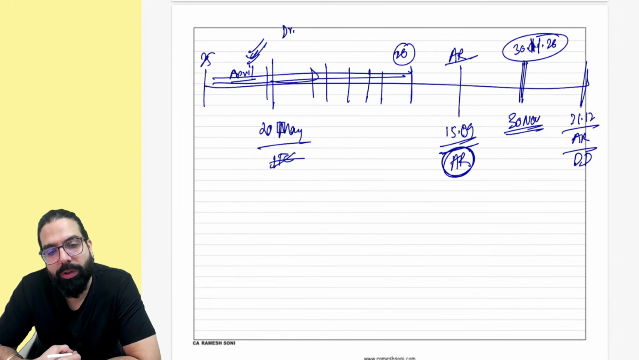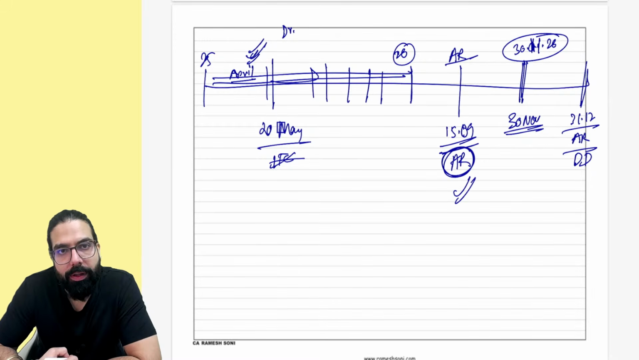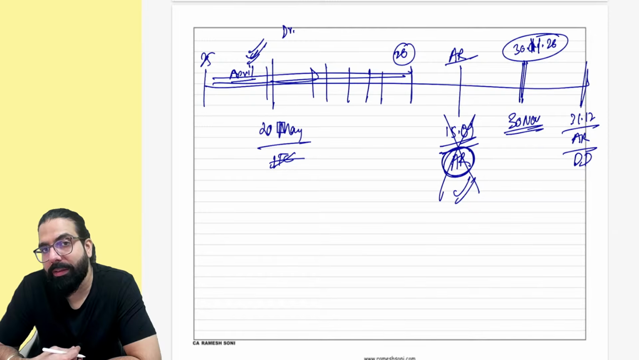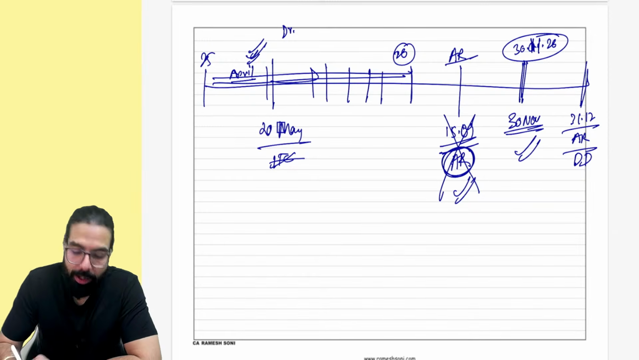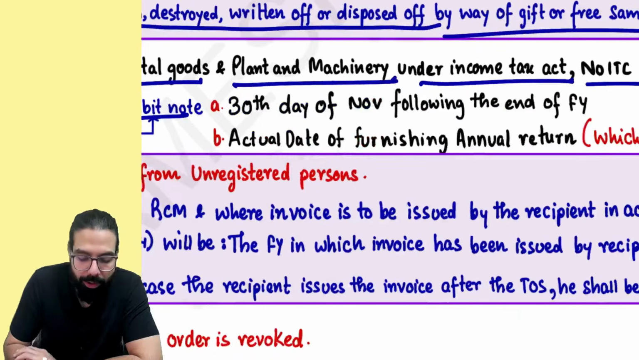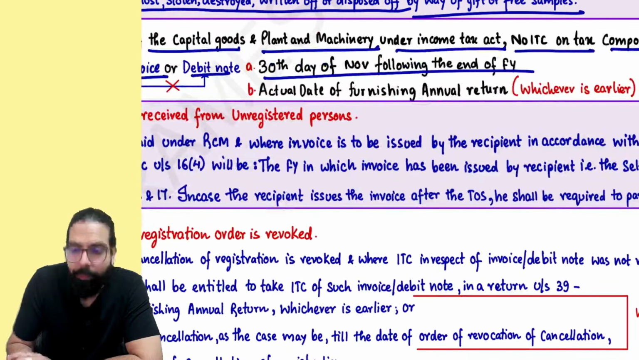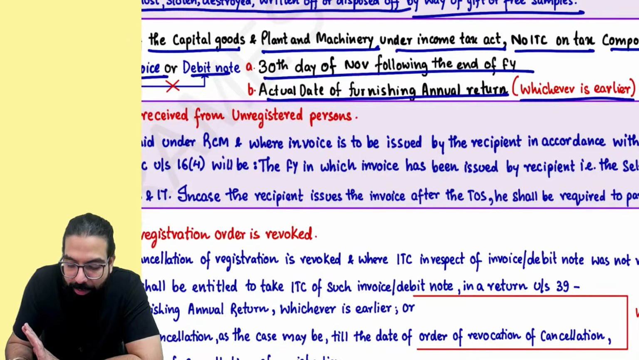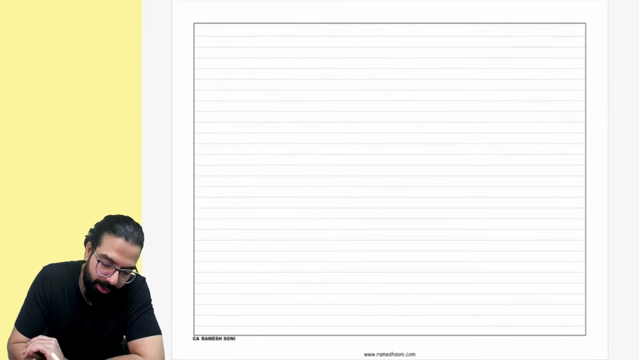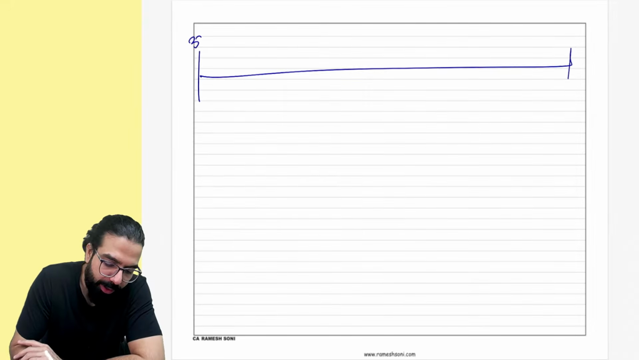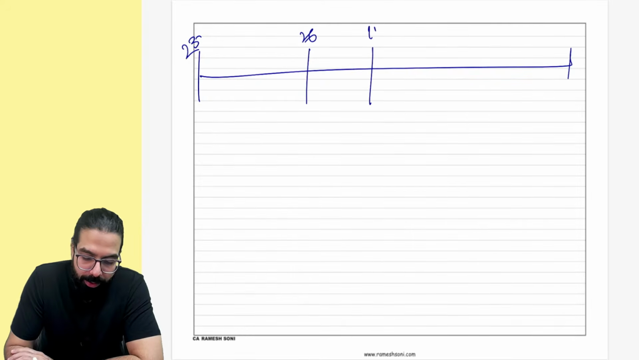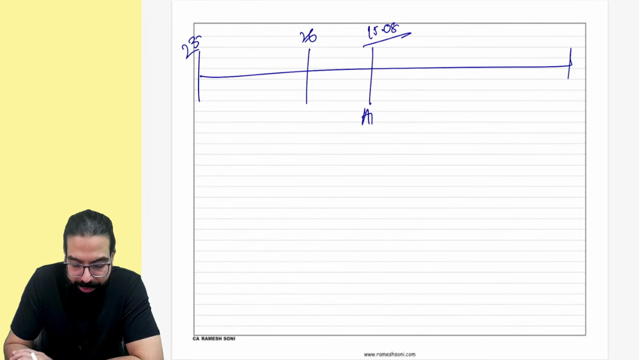what is the last date to take the credit? 15 September. If I did not file the annual return, then what is the last date to take the credit? 30th November. Remember one thing, the last date to take the credit with respect to any invoice or debit note is always 30th November or the annual return date, whichever is earlier. Is this point clear to all of you? Can you tell me, everyone, for an example, 2025-26, 15th August, annual return filed.